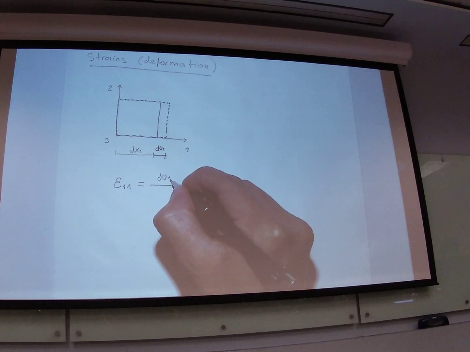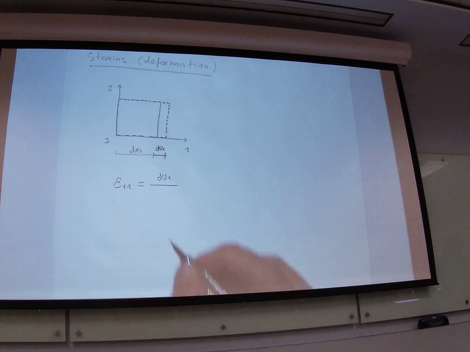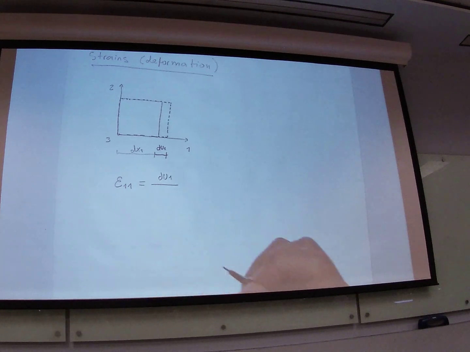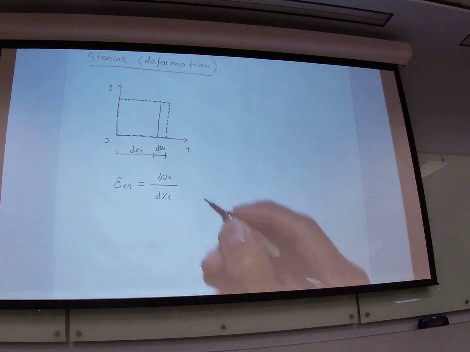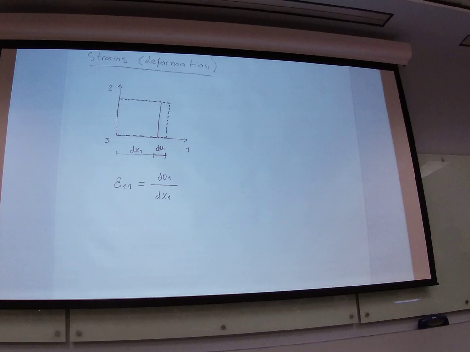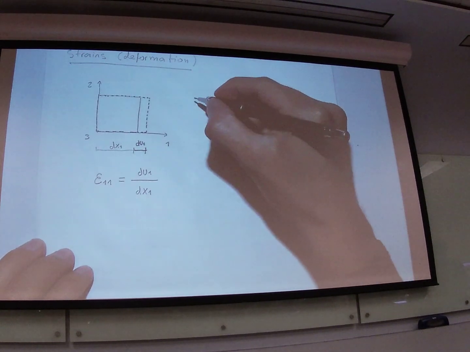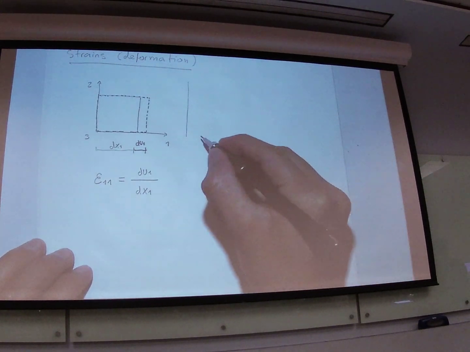So what would be the change in length in this case? The du1. What would be the original length? dx1, right? So this is going to be our definition of strain. I'm going to explain a bit why I use this d, but I can tell you in advance that it's related to a derivative, okay? Because we have to generalize this later on, and that's going to be a derivative. Okay, so that's in one dimension, or in direction 1 to be more specific.